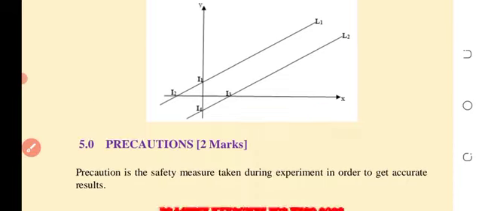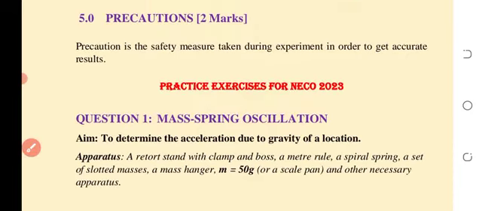Okay, moving away from intercept, we have precaution. In every experiment, you'll be asked to state at least 2 precautions, and this goes for 2 marks. And when I start discussing the practice exercises, I will give the likely precautions that each of these experiments will have.